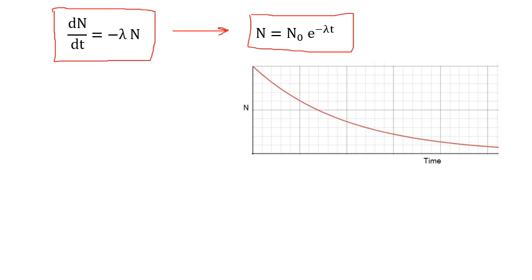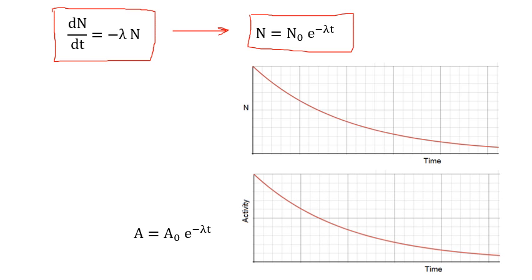So if you plotted N against time, you'd get this very familiar kind of decay, this exponential decay. Now, as the activity dN/dt is proportional to N, then the activity against time will also go down exponentially. Here, as it does in the specification, instead of dN/dt, we're writing A. So A equals A naught, which is the activity at the beginning, times e to the minus lambda t.